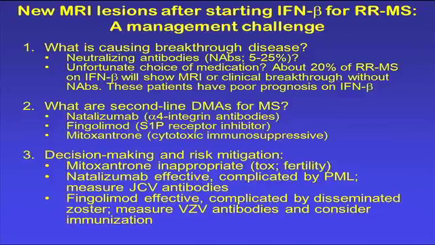It may be neutralizing antibodies. She's been injecting interferon, and depending on the interferon used and the individual person, she may have a risk of neutralizing antibodies to interferon that is anywhere between 5 and 25%. So that's a consideration. Did we make the wrong choice of medication? That's another possibility. About 20% of people with relapsing remitting MS on interferon beta will show MRI or clinical breakthrough without any neutralizing antibodies. And these people have a poor prognosis on interferon beta. They need to be considered for switching to a second-line agent.